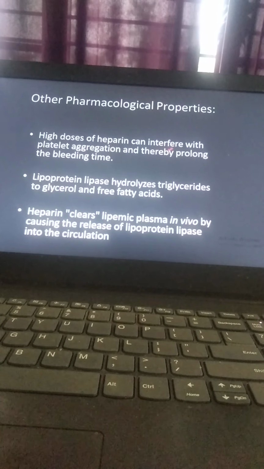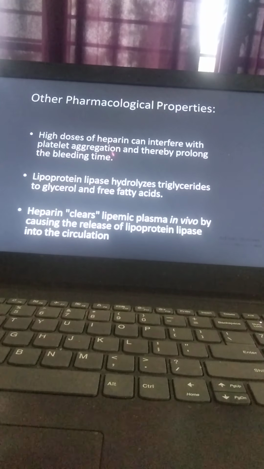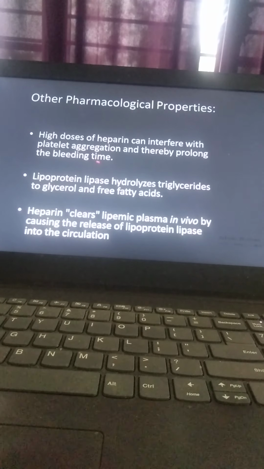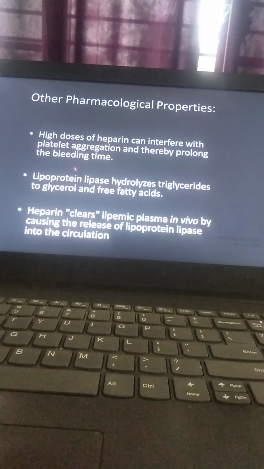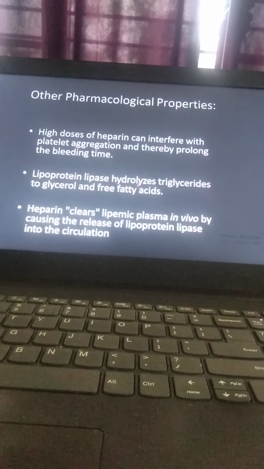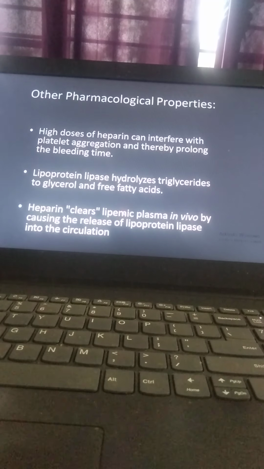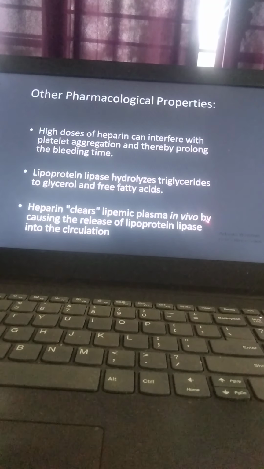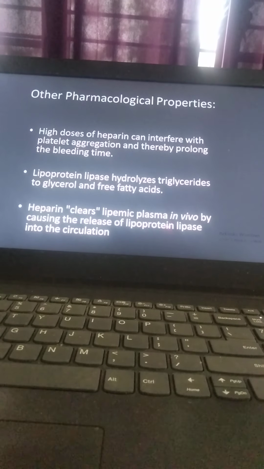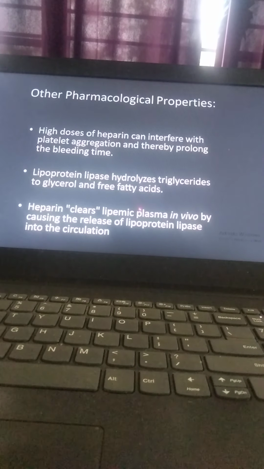Now, other pharmacological properties. High dose of heparin can interfere with platelet aggregation also, and thereby prolong the bleeding time. So in high doses. Lipoprotein lipase hydrolyzes triglycerides to glycerol and free fatty acids. Heparin clears lipemic plasma in vivo by causing the release of lipoprotein lipase into the circulation.